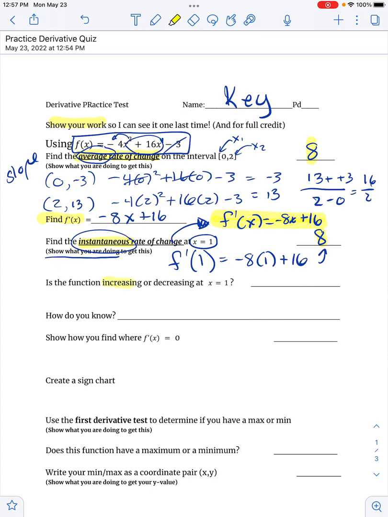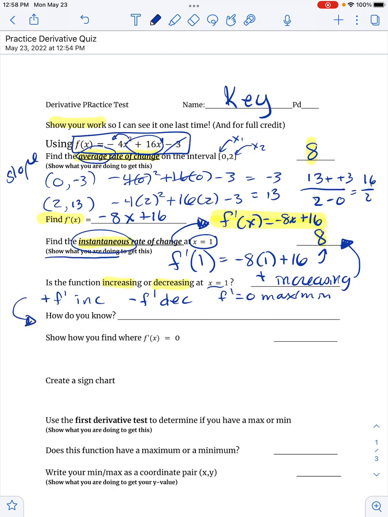Okay, now I have to decide if it's increasing or decreasing at that value. Well, keep in mind that if you have a positive derivative, then it's increasing. If you have a negative derivative value, then it's decreasing. And if your derivative is equal to 0, then it's a max or a min. So all I'm doing is looking back at this answer and saying, okay, my derivative value at 1 is 8, don't care, but it's positive. And so that's going to tell me that it's increasing.